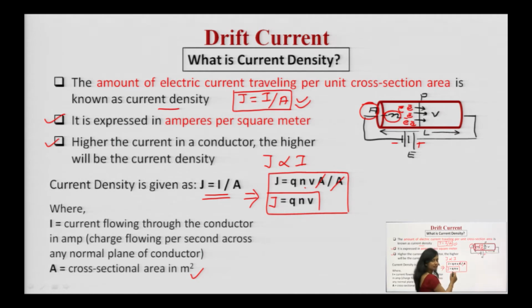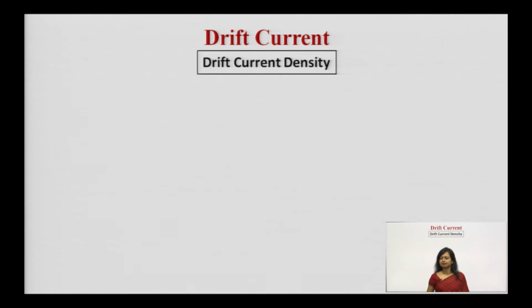Q is the charge on the electron, N is the number of electrons and V is the drift velocity. So this is how the current density and drift velocity are related with each other. This is the generalized expression, and accordingly you can write down the expressions for the electrons, for the holes, etc.